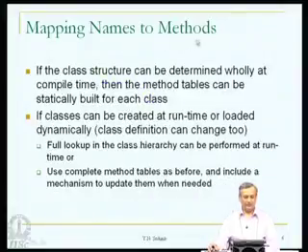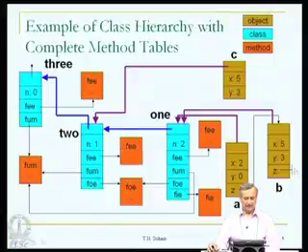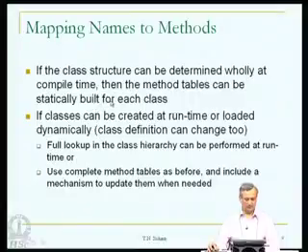How do we map names to methods? If the class structure can be determined wholly at compile time, then the method tables can be statically built for each class. So, here in the previous example, that is how it was. Here we knew which particular class is where, which object belongs to which particular class, which methods have been defined in which class, etc., was all known. So, we could build all the method tables statically and put them inside the class record.